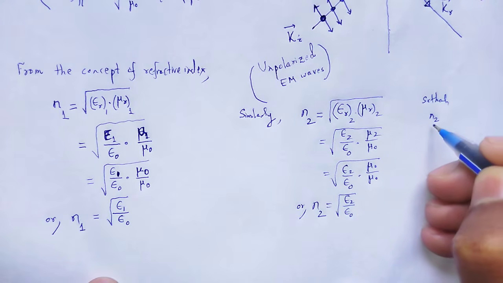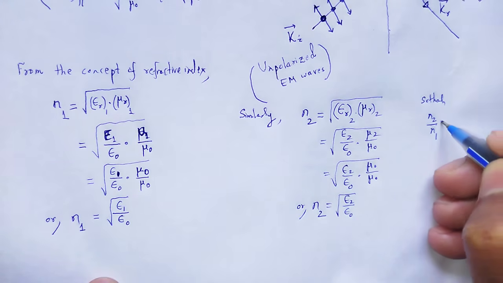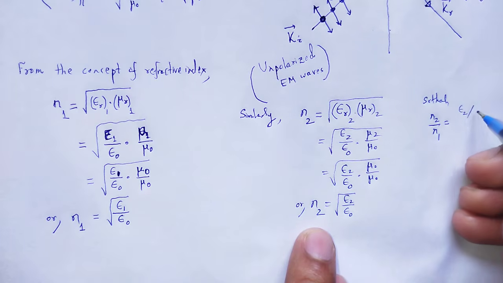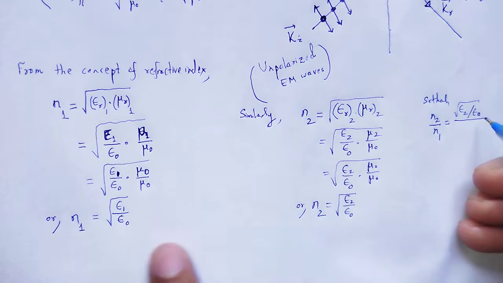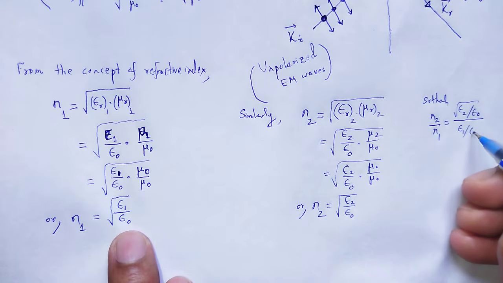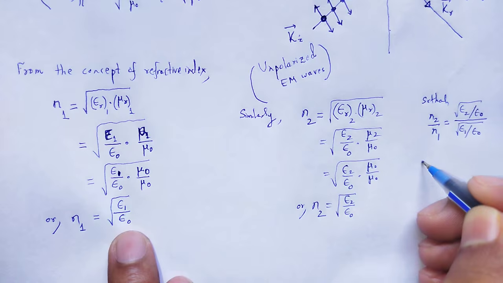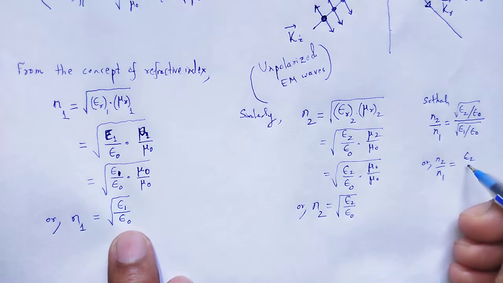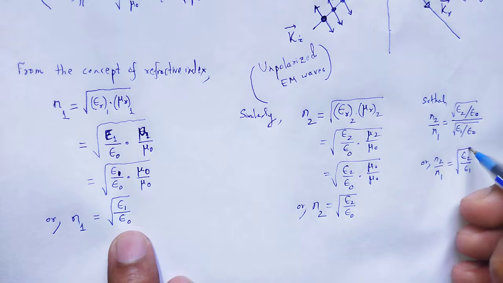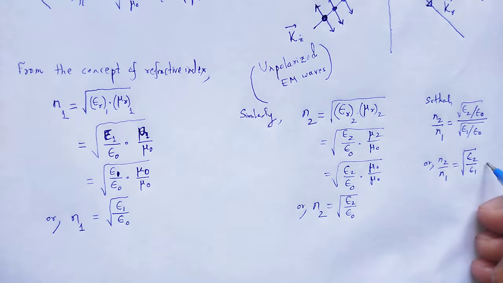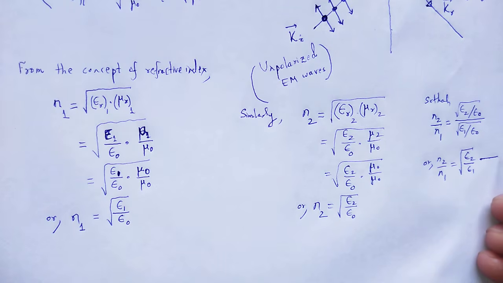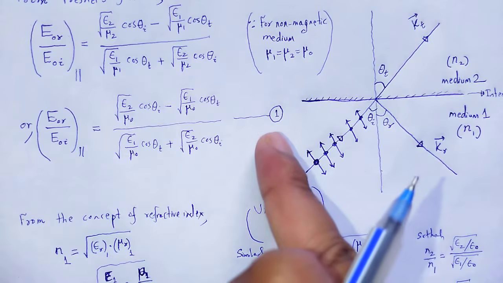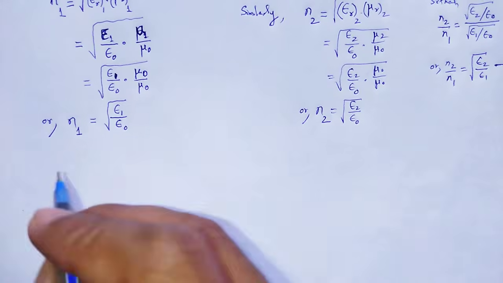Here n2 divided by n1 is epsilon 2 epsilon naught under root divided by epsilon 1 epsilon naught under root. That is why n2 divided by n1 is equal to epsilon 2 by epsilon 1 under root. Let that one be equation number 2. Therefore, equation 1 now changes.